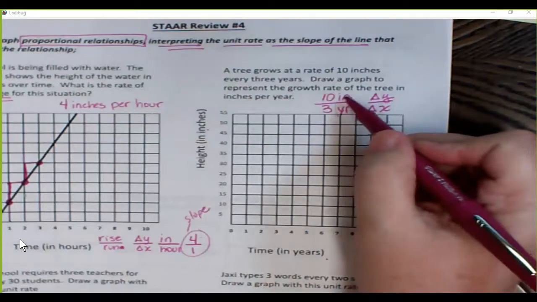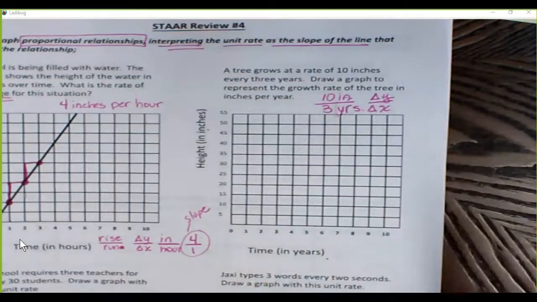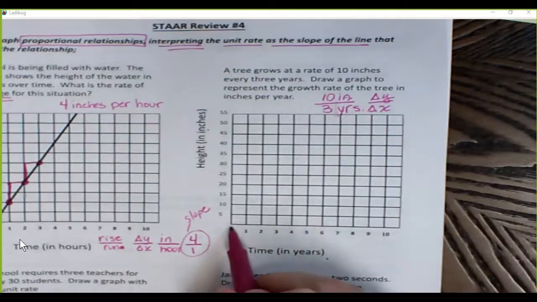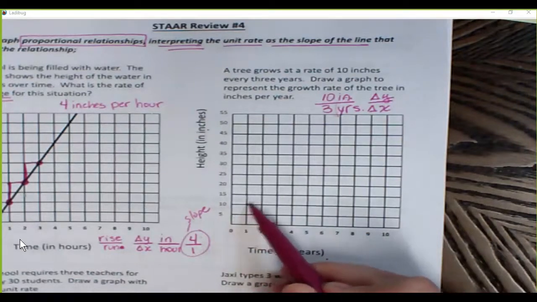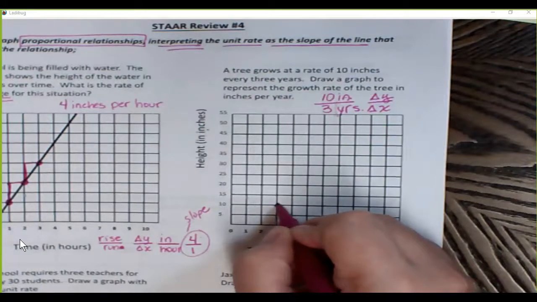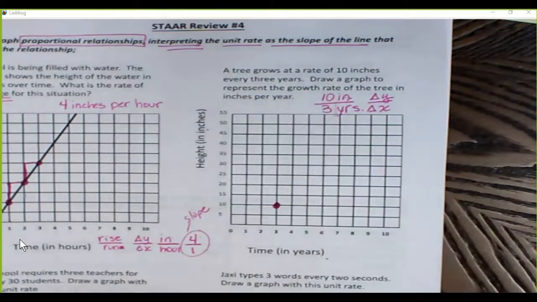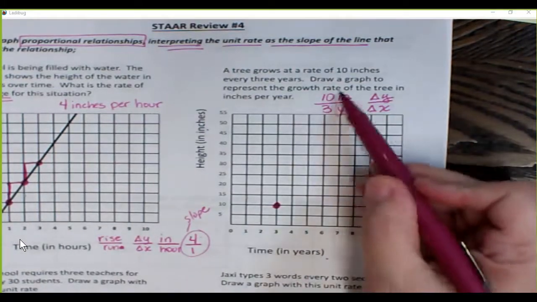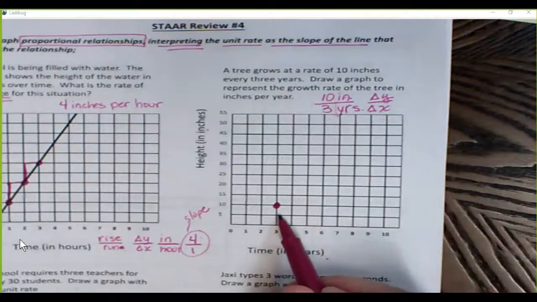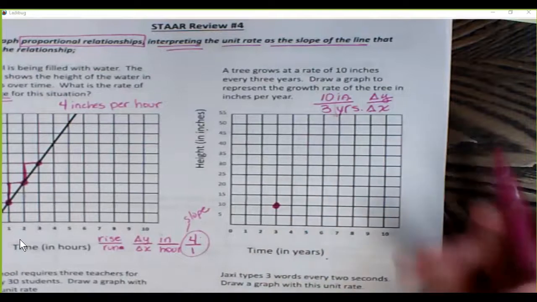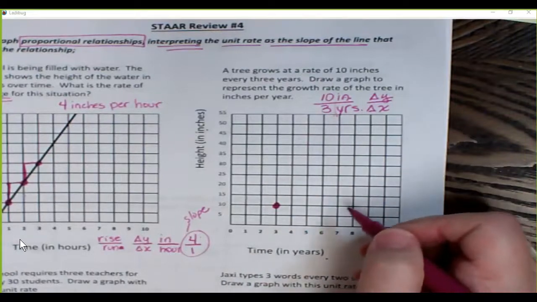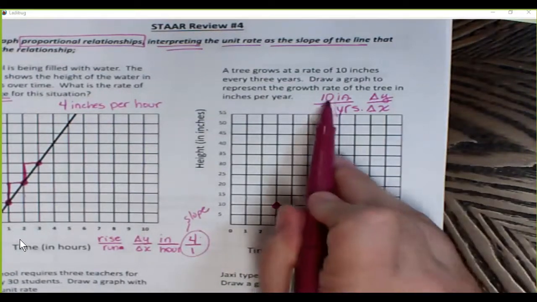So I need to go up 10 inches and over 3. All right, so I need to go 10 inches for how many years? 3 years. So there's 1 year, 2 year, 3 years. There's my point. Does everybody see how I match up that rate on my graph? And now because that is my slope, I can rise up how much?